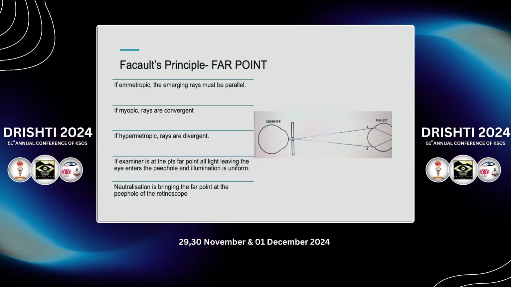So you're trying to sit at the patient's far point. If the examiner is at the patient's far point, all light leaving the eye will enter the peephole of your retinoscope, and illumination is uniform. So basically, neutralization is bringing the far point at the peephole of your retinoscope.